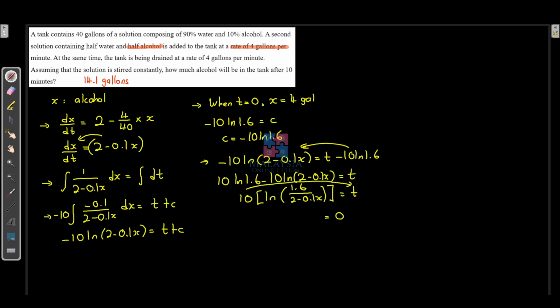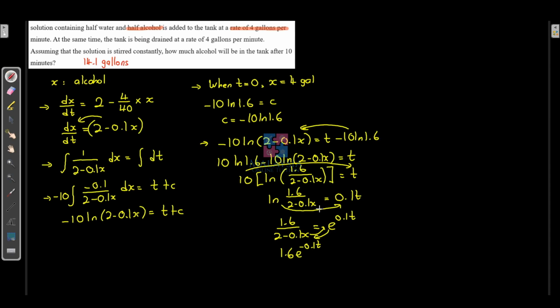So t over 10 is going to be 0.1t. At the same time, you will have ln of 1.6 over 2 minus 0.1x. So you shift the base e to the right-hand side. So you will have 1.6 over 2 minus 0.1x equals e to the power of 0.1t. Oh no, you don't bring that, you swap them. So you will have 1.6 e to the power of negative 0.1t. Why negative? Because your exponential function here is going to go down below the 1.6. So if you want to bring it up, you are going to put a negative in the power. That's how we ended up with 1.6 e to the power of negative 0.1t.